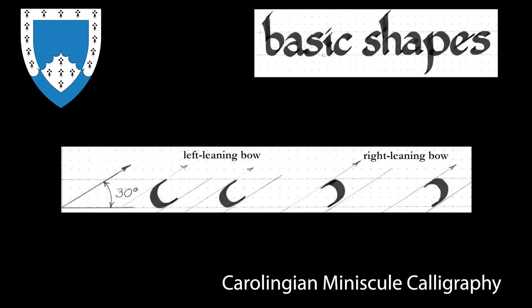As we begin to look at the basic shapes of Carolingian, one of the defining features is a rounded profile of letters such as the B, the D, the P, also known as the O shapes or the C shapes. These feature either the left-leaning bow or the right-leaning bow.